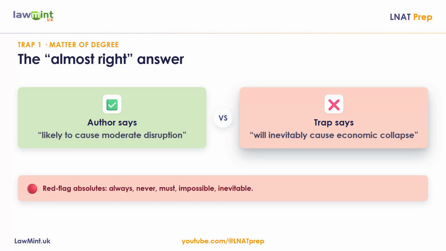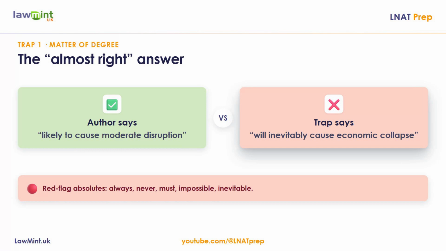To spot this, watch for absolute modifiers. Words like always, never, must, impossible, and inevitable are huge red flags. Unless the author explicitly uses those absolutes, an option containing them is almost certainly wrong.